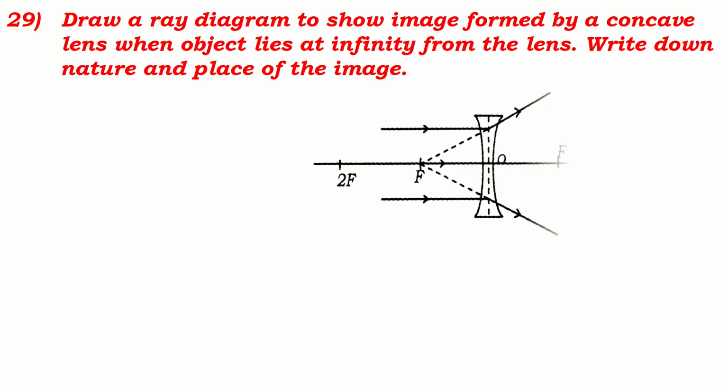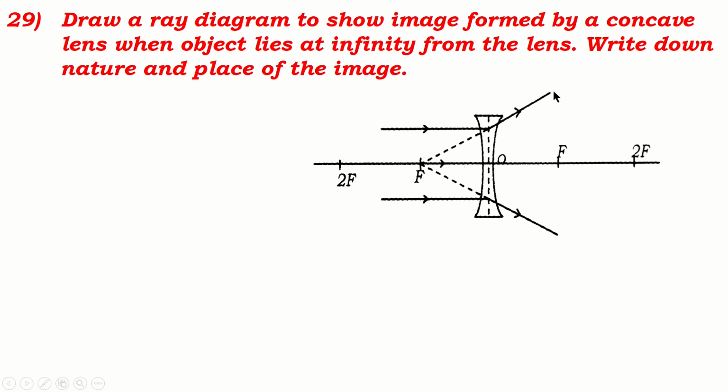We can show this with the diagram like this. The rays of light coming from the object which is at infinity are taken parallel, and it is taken parallel to the principal axis, and a ray of light coming parallel to the principal axis appears to be diverged from the focus of the lens.